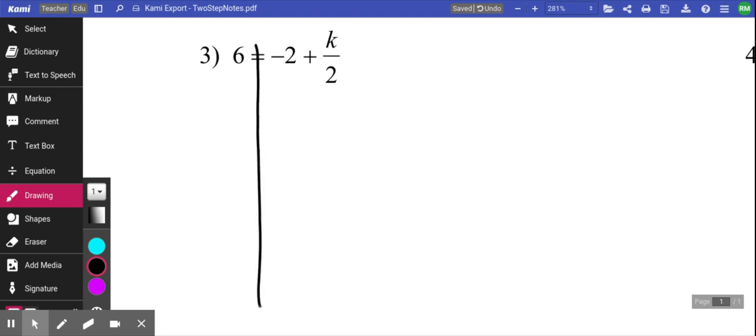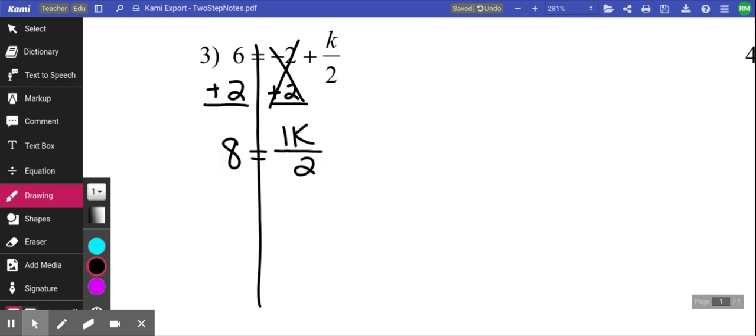Again, let's draw our line. We're not doing anything with the variable. So we have a negative 2. What's the opposite? Plus 2. So let's do that first. 6 plus 2? 8. The 2's cancel out because they just create 0. And then I have k over 2. And I'm just going to write it as 1k over 2.